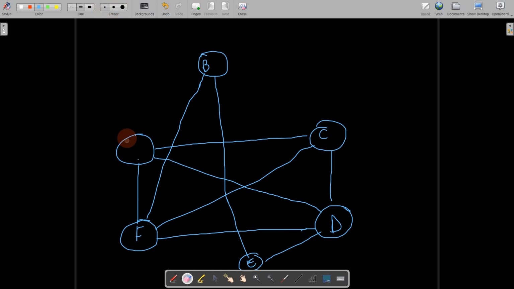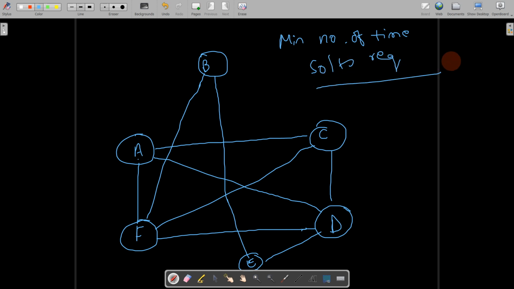So we have to schedule at least two separate time slots for these subjects which have edges between them. So the question is, what is the minimum number of time slots required? Time slots mean different day and time for the exam, so that all the exams are conducted smoothly, and in the minimum number of days we want to finish off the final exams. So how many minimum time slots are required?